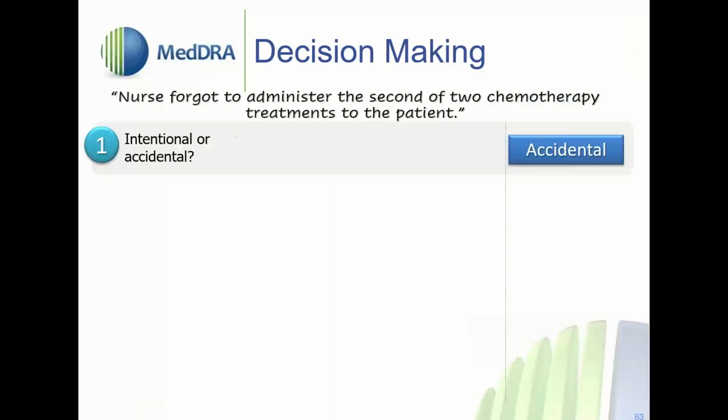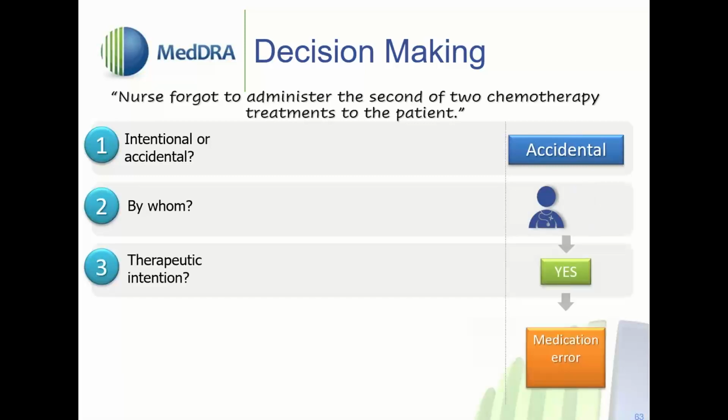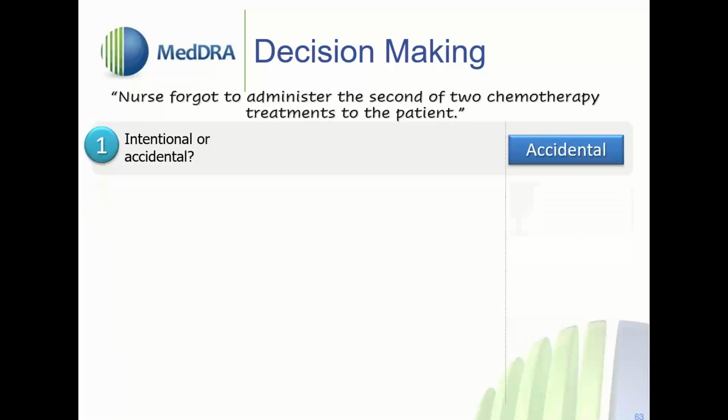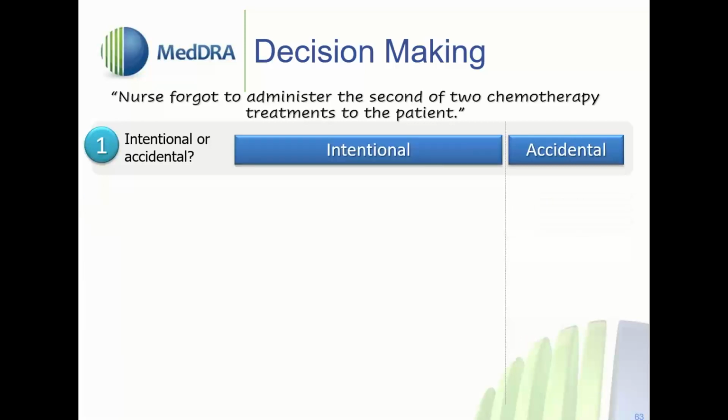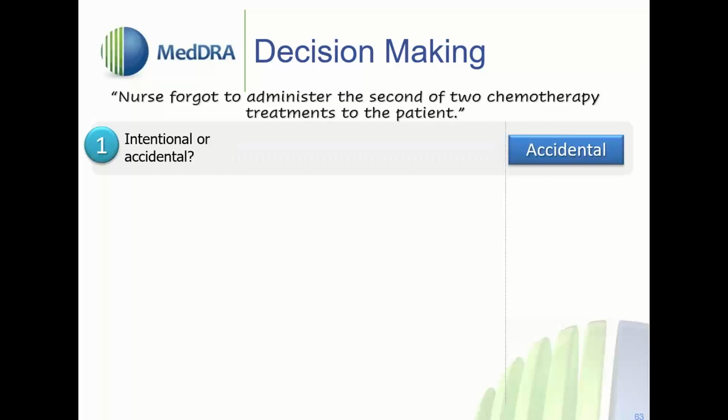I just want to show you a decision chart that you can go by when you are deciding how to code these terms. So we know that the incident was caused by an error, right? So it's accidental. We know that it was caused by the nurse, right? An HCP.